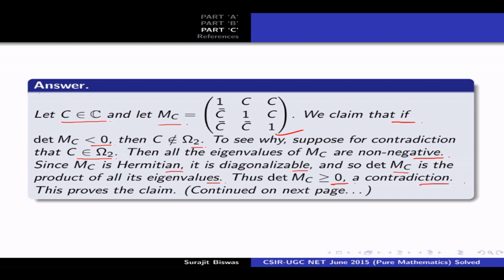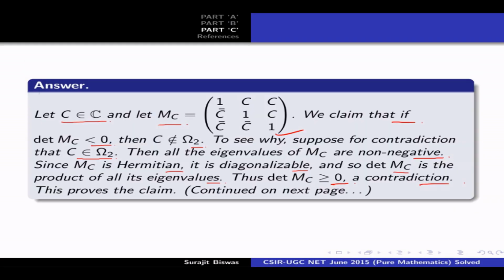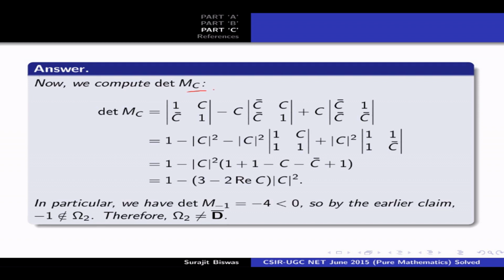And now we'll use this claim, which says, as a contrapositive statement, if C belongs to omega 2, then determinant of MC is bigger than equal to 0. Now we compute determinant of MC, and if you follow the computation, we will get this form for determinant of MC. In particular, we have the determinant at C equal to -1 equal to -4, which is strictly less than 0. So by the earlier claim -1 cannot belong to omega 2, and therefore omega 2 is not equal to d bar.